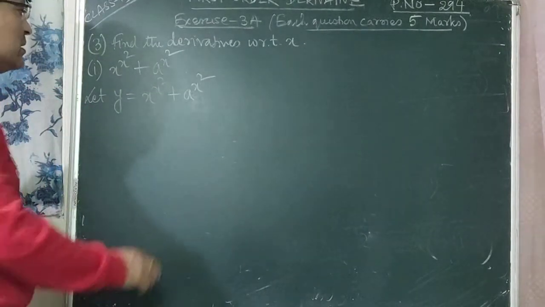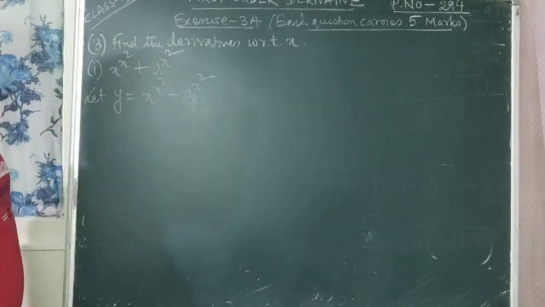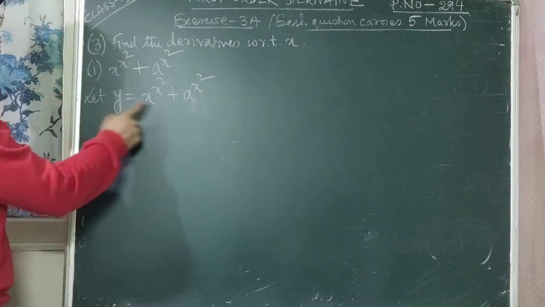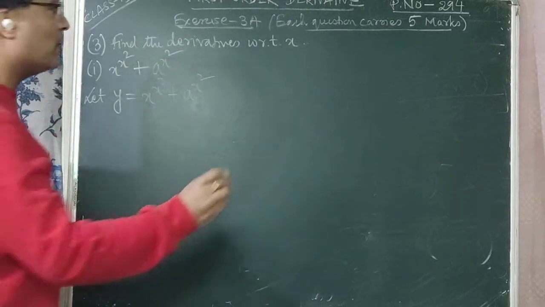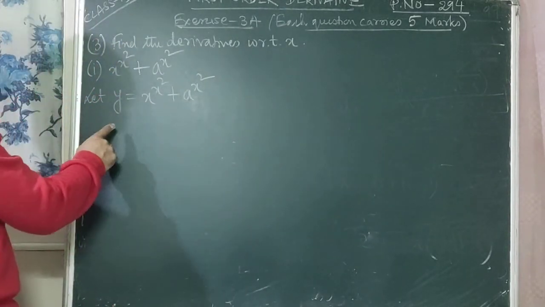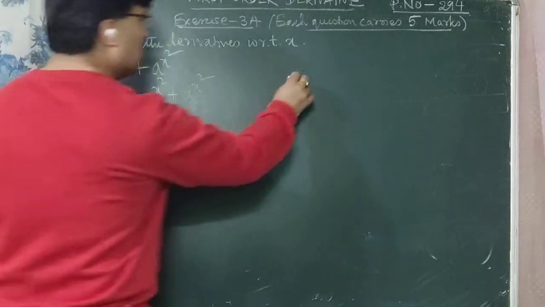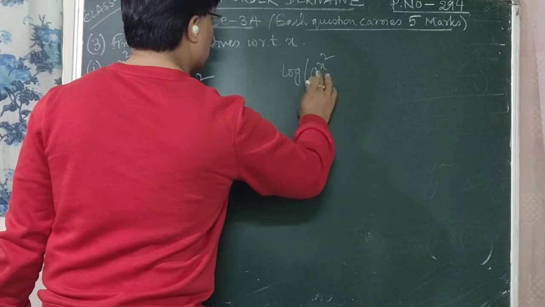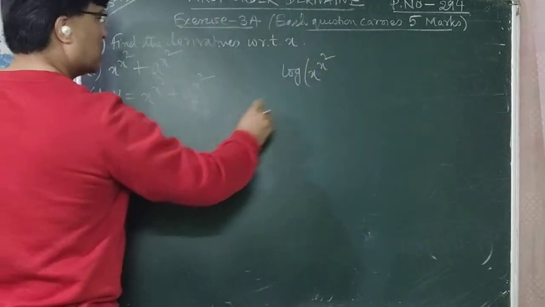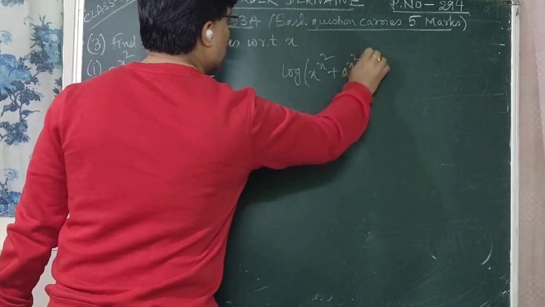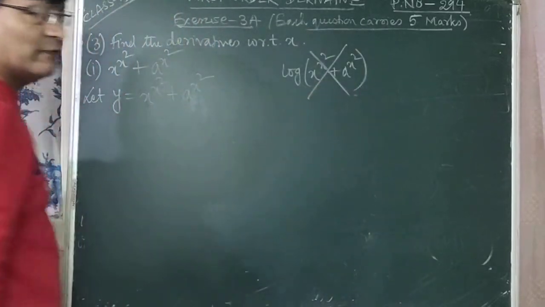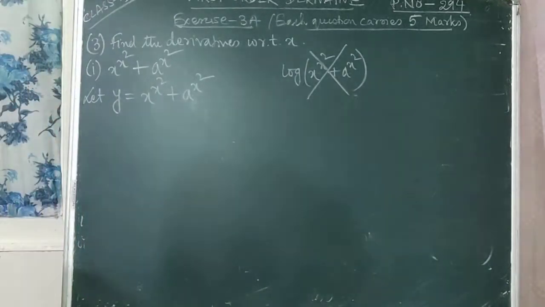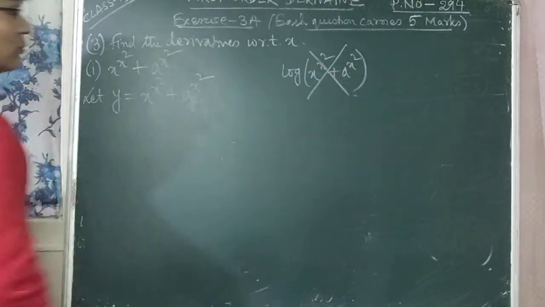Okay, but in this case you cannot write log on both the sides here, because if you write log on both the sides here, right hand side will not be simplified. If you take log on both the sides, you will have log y is equal to log within bracket x to the power x square plus a to the power x square, which cannot be simplified, right? So that's why you cannot take log on both the sides here.